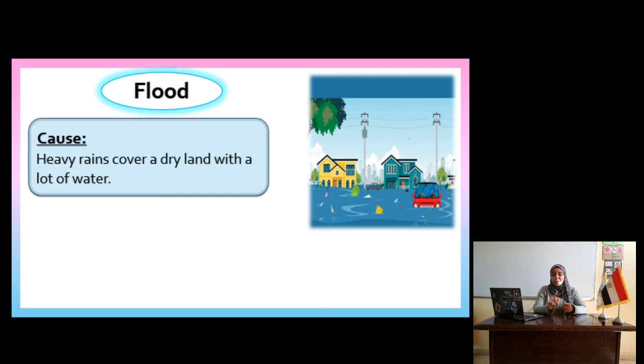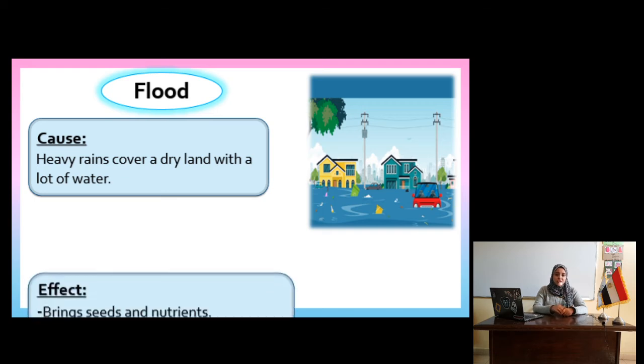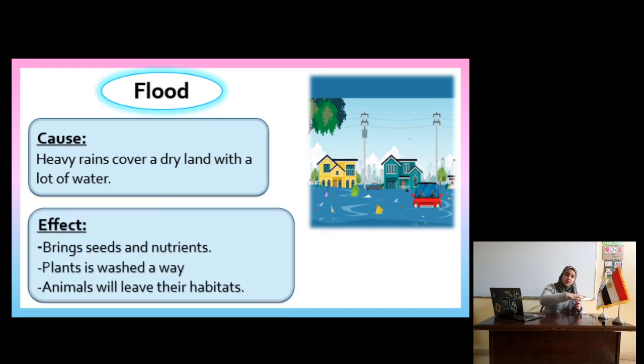First, it brings seeds and nutrients. The water is coming, so it will bring the seeds and the nutrients. Also, the plant is washed away. If we have a plant and the water is coming to it, it will be washed away, it will be moved. Also, the animals will leave this place to find somewhere else to find food and shelter.